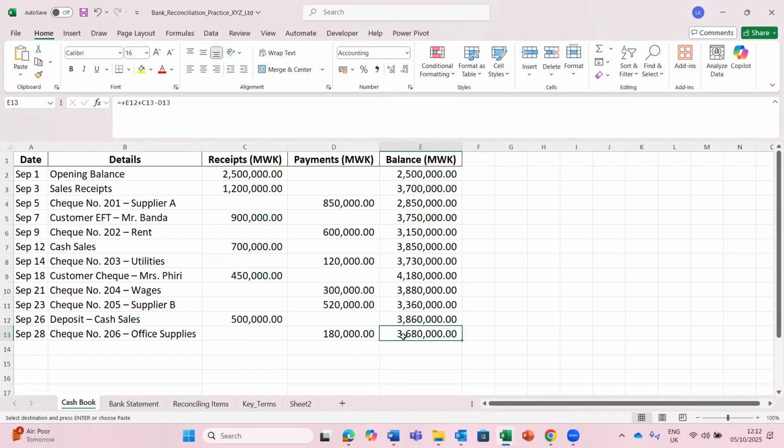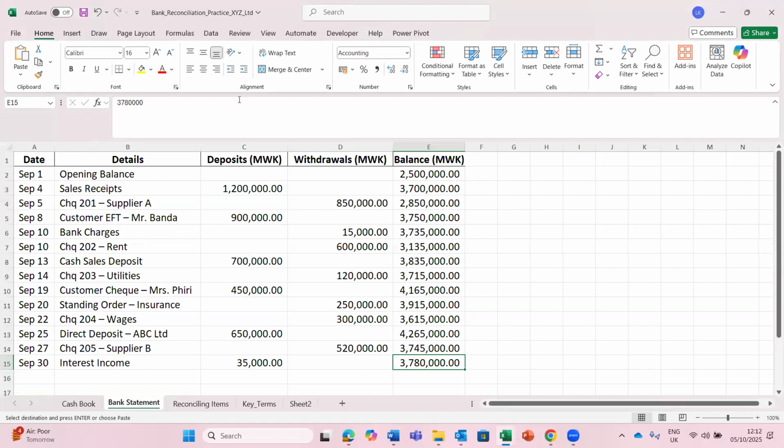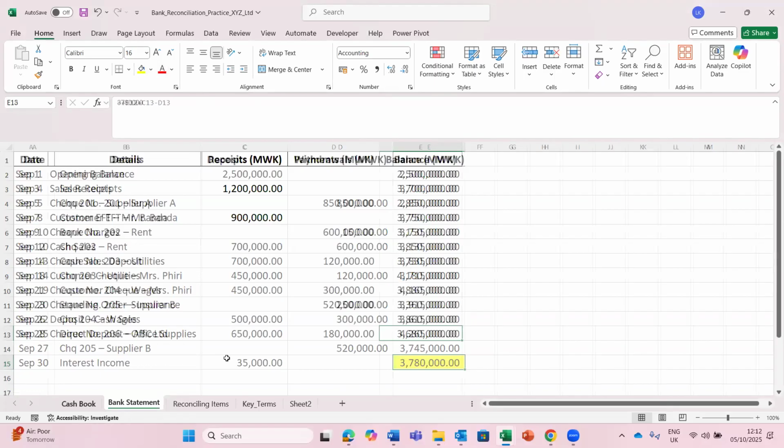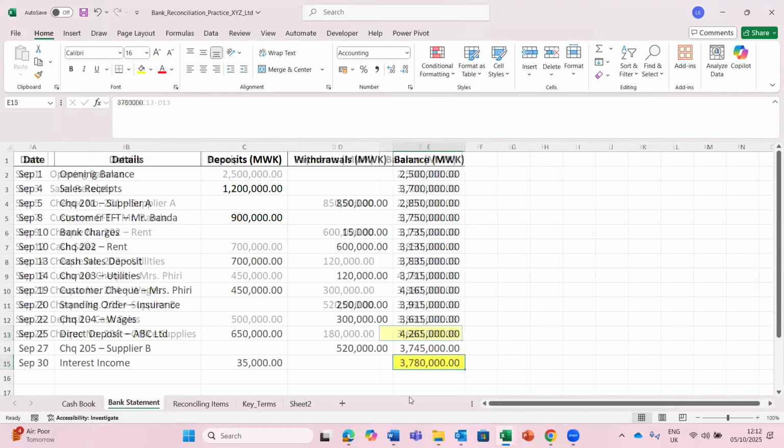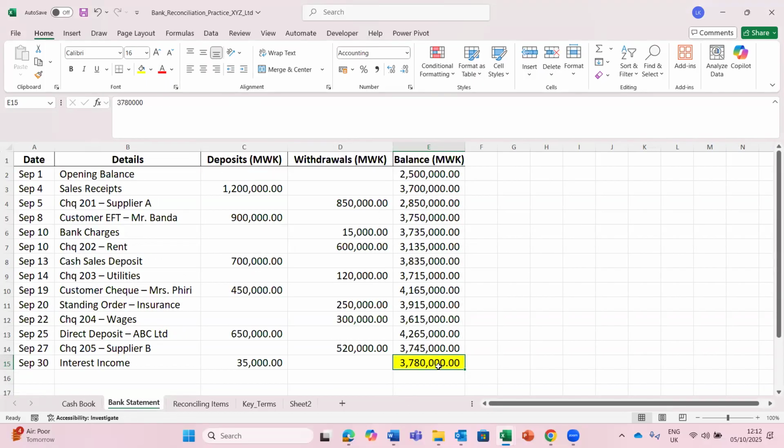So that process is called what? The reconciliation. So a bank reconciliation is simply a reconciliation between your cash book balance that is in your ledger or in your Excel and your bank statement balance. Ideally, these balances must be equal to each other. Okay, cash book balance must be equal to bank statement balance. But then there are reasons why these two do not agree. Okay, so what are these reasons?